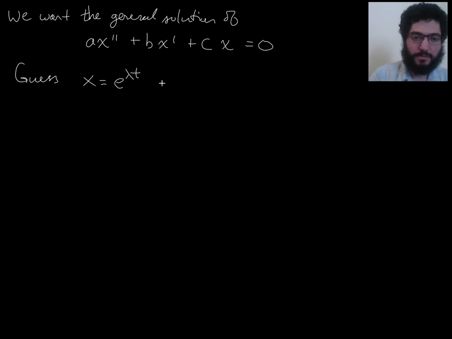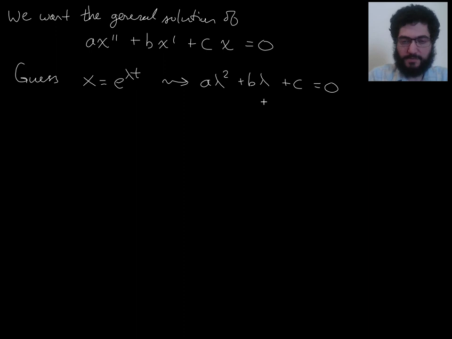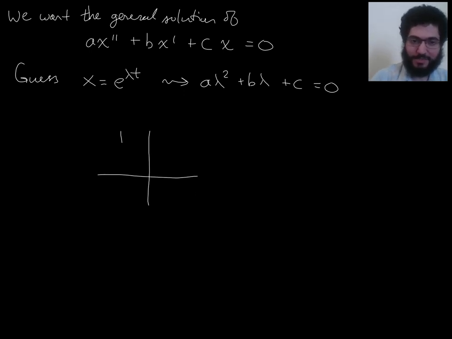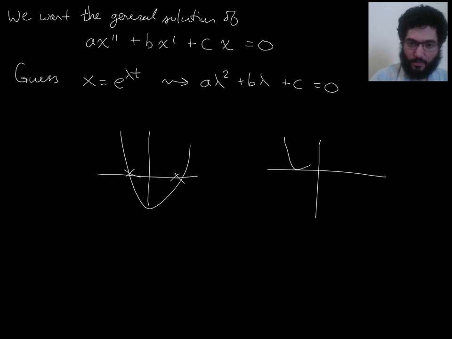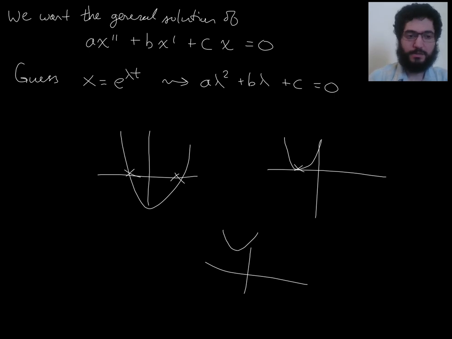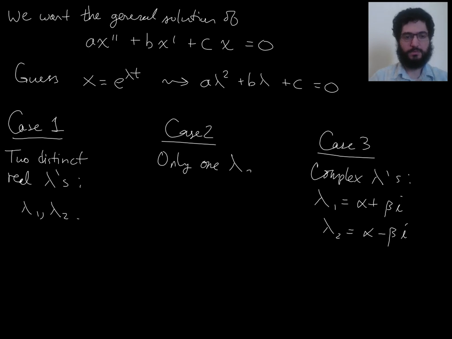When we plug it in, we get a characteristic polynomial. So after doing some algebra, we get this characteristic polynomial, a quadratic polynomial in lambda. And anytime you have a quadratic polynomial, there's the three possibilities, right? Either the parabola cuts through the axis in two locations, or in one location, or in no locations, right? So that leads to our three cases.